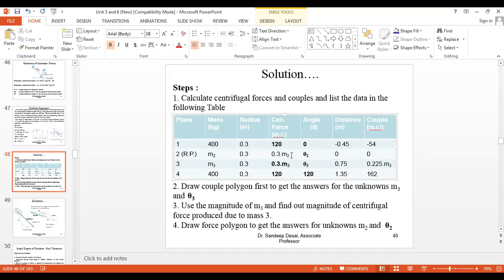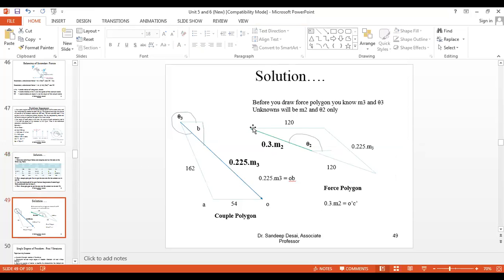Only for the second mass, magnitude is not known, and its angular position is not known. So accordingly, you should use these two values while drawing the force polygon. Magnitude of force from this column, direction of the force from this column. Use these two values which are there in front of you and plot it. So this is what I have done.